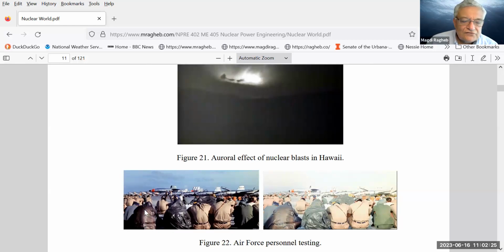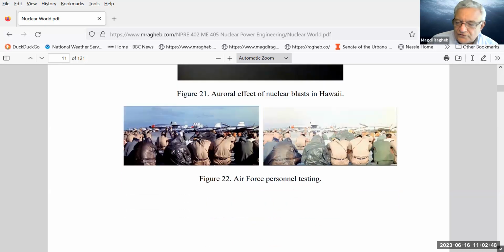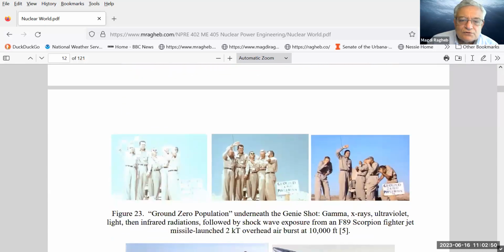Some of them were smart enough to have some plastic covers, but they lined up all those mothballed airplanes, and they had them sit there watching the explosion. This is the picture from the light. They exploded the device up above the planes on the ground, but the personnel were forced to watch the explosion.